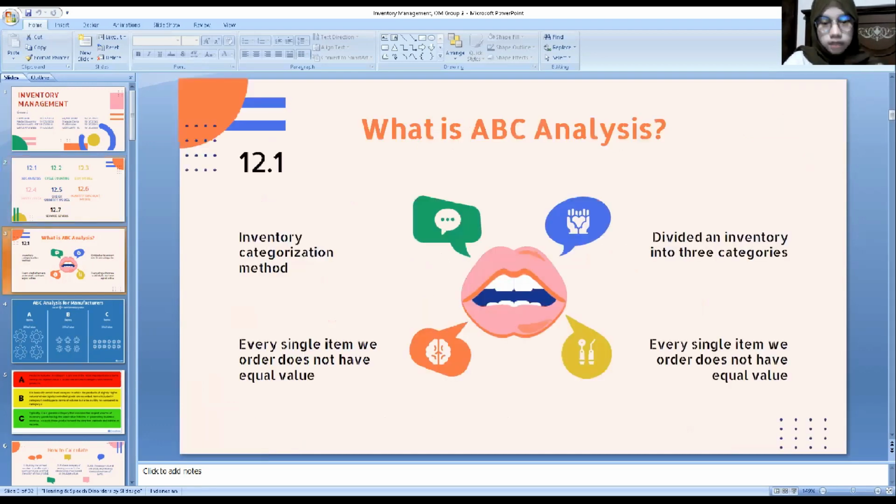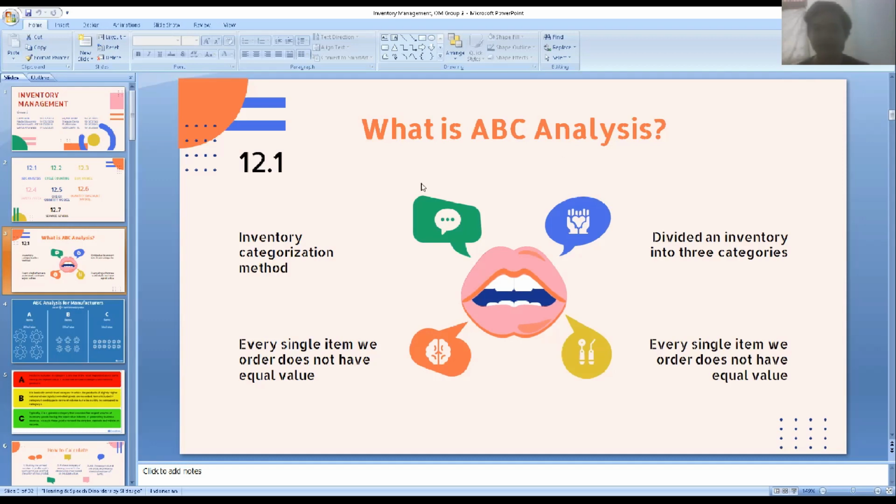Next slide. We will talk about 12.1, ABC analysis, first. The materials will be explained by Alfarrabie and Fachri. Okay, thank you, Kayla. Now I will explain about the ABC analysis. The first topic is what an ABC analysis is.